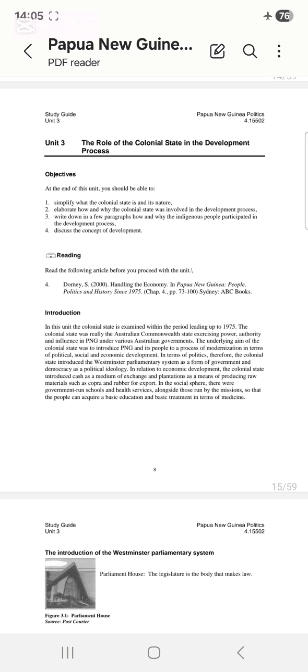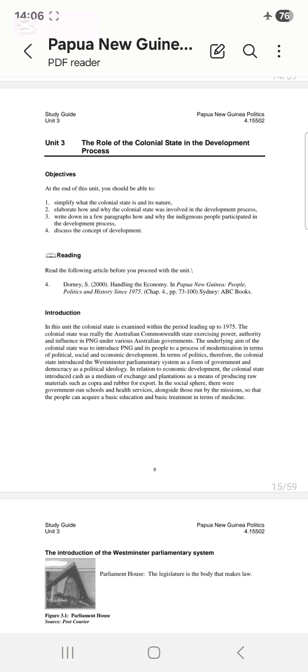Number 1 objective, your responsibility, rather duty, is to simplify, break down what colonial state is and its nature. So you have to, in other words, try to explain simply the colonial state and the nature of colonial state, how colonial state behaves.